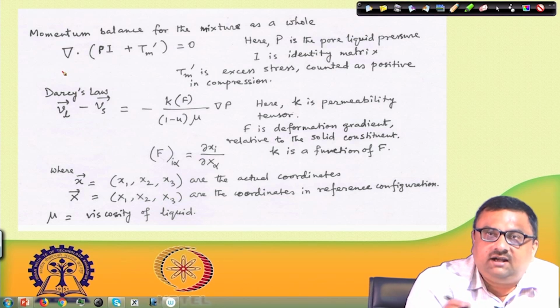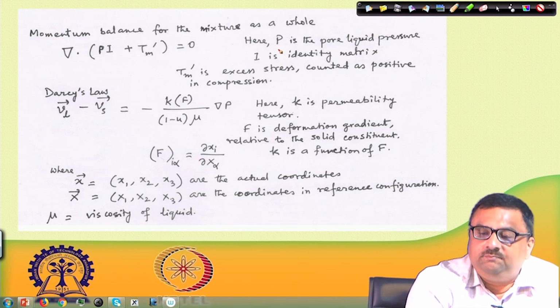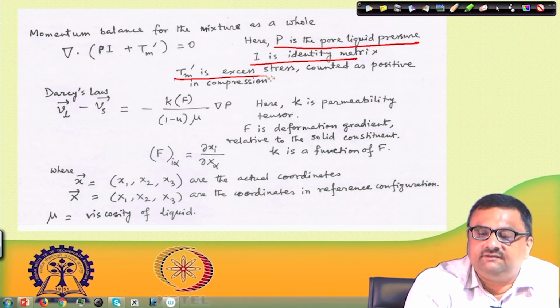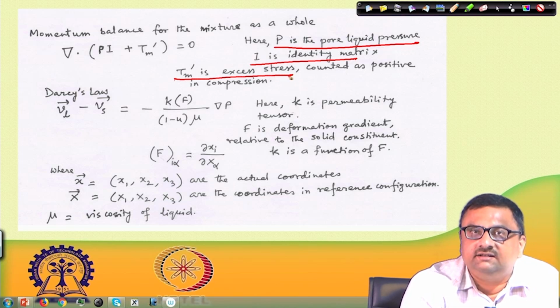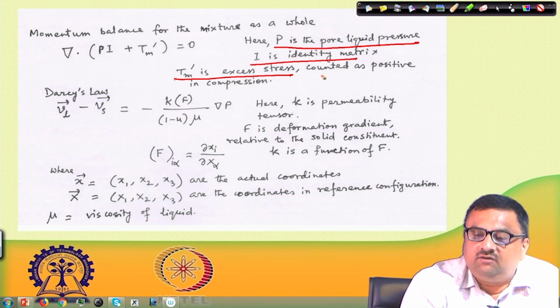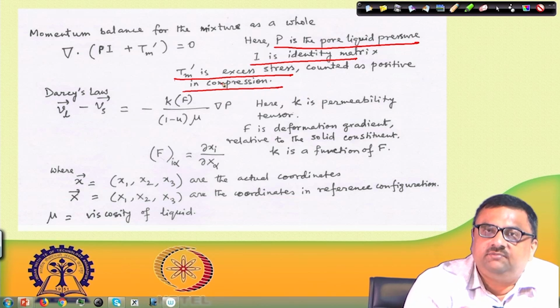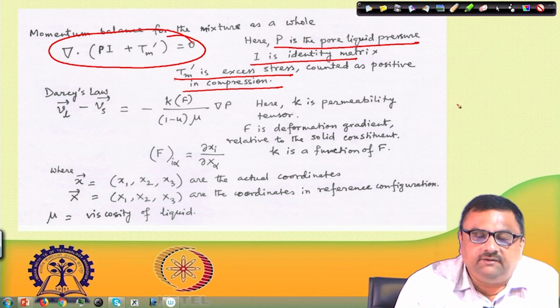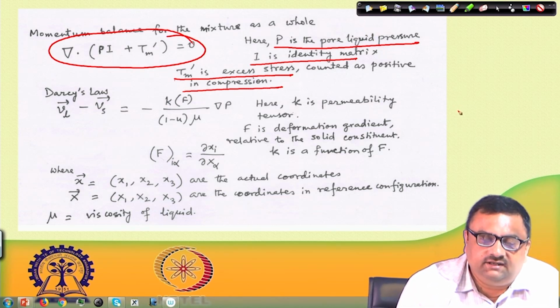In general term, you write here P is the pore liquid pressure, I is the identity matrix, and Tm, because P is a column matrix, and this Tm prime is the excess stress. So, this is a tensor. So, when you club them together, you have to multiply this P with the identity matrix. So, counted as positive in compression, Tm prime is considered excess stress, and so this is the way it is written. Okay. This is the momentum balance for the mixture as a whole.